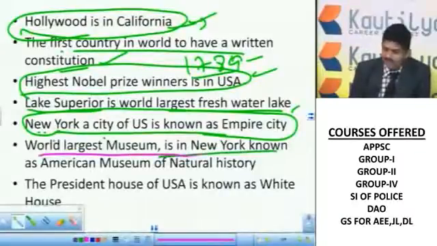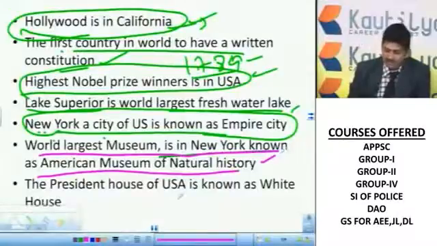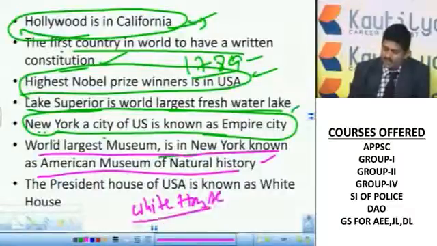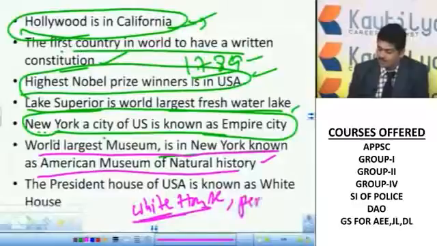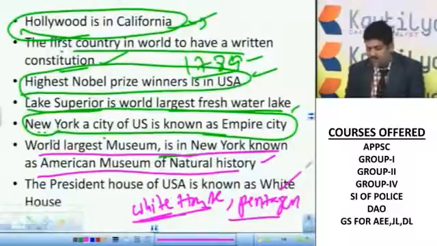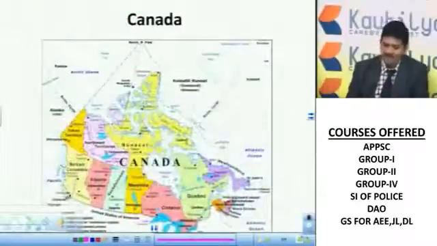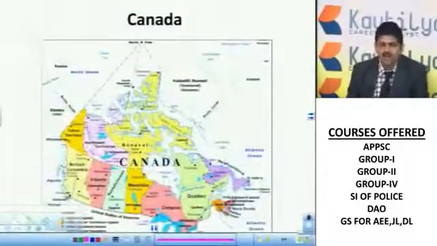The world's largest museum is in New York, known as the American Museum of Natural History. It's also a very popular library. Next, the President's house of the USA is known as the White House. You can also remember another point here: America's defense office is known as the Pentagon. As per the Constitution, the Vice President of the USA does not have much power in his hand.